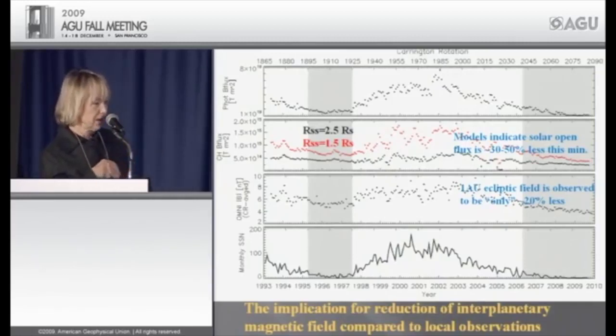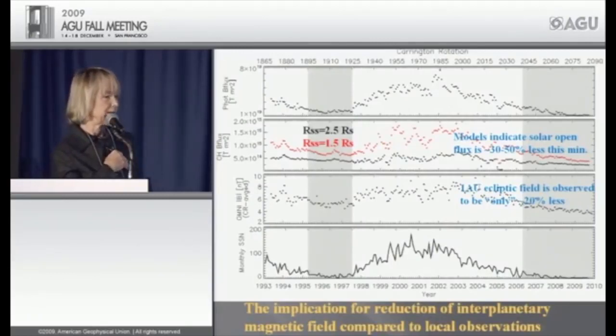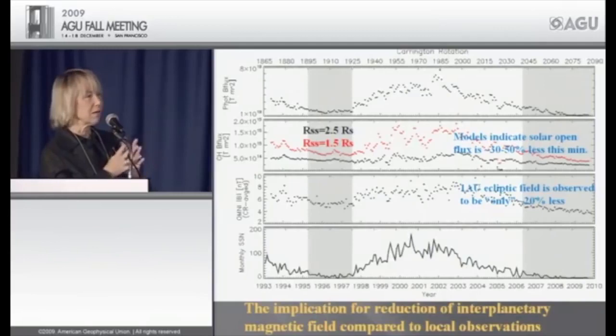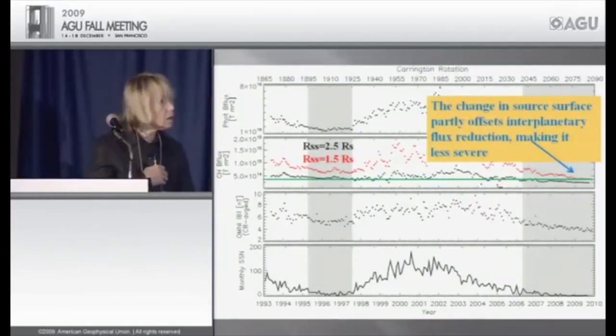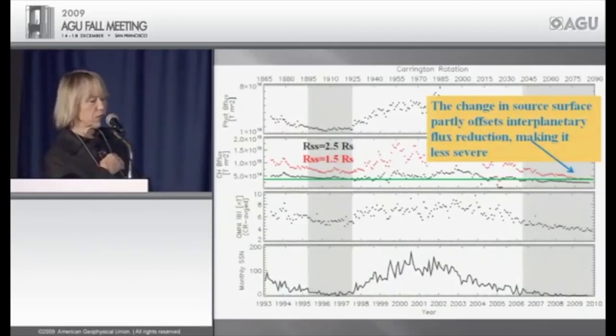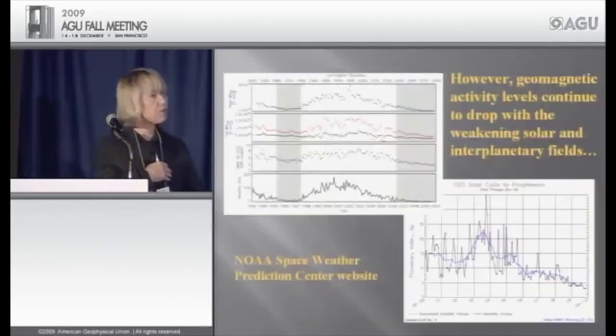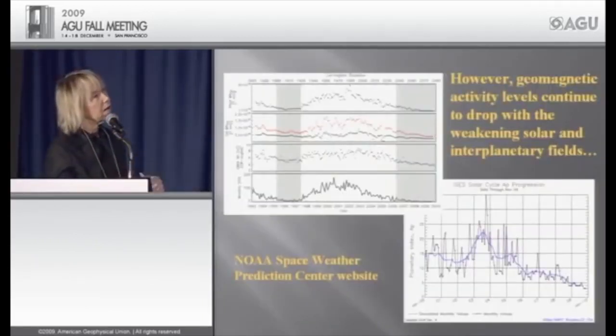So we can't just assume that the sun is behaving the same in every minimum, and this minimum has taught us that we should look closely with all the tools we have to understand the way field is mapping out and where it's mapping out from, rather than assuming it's as it was in the past. And here I'm just reiterating the fact that the source surface compensation is there.